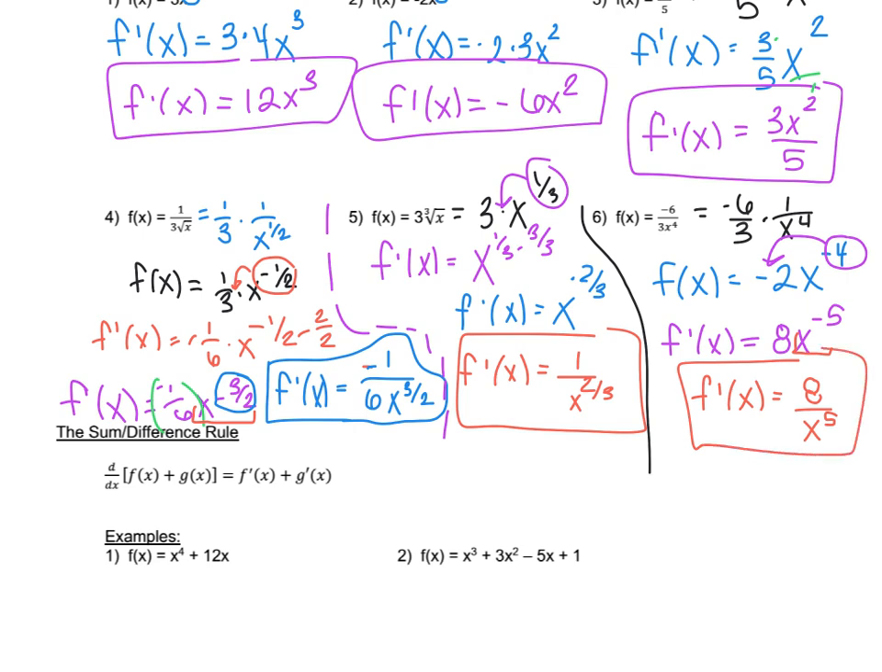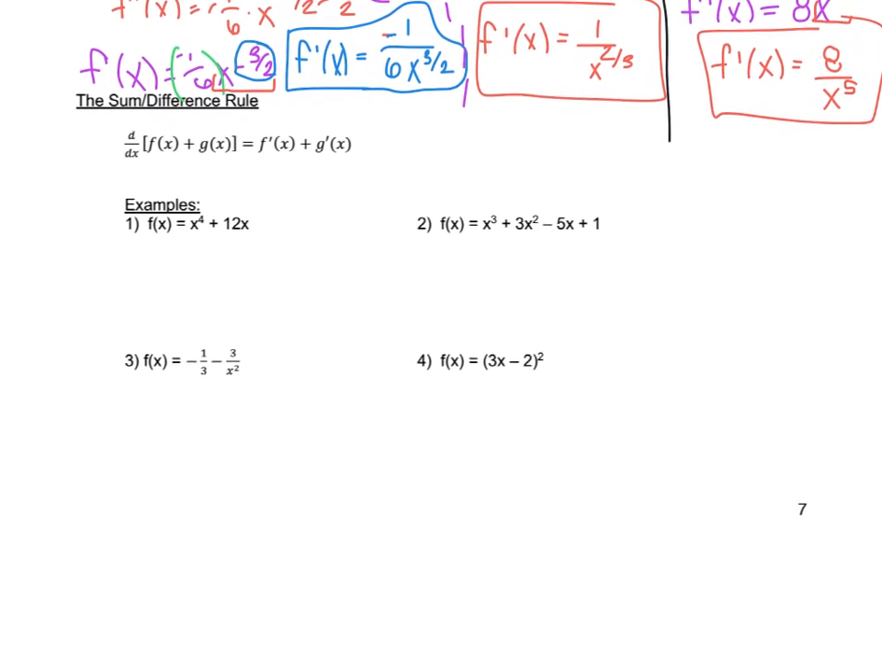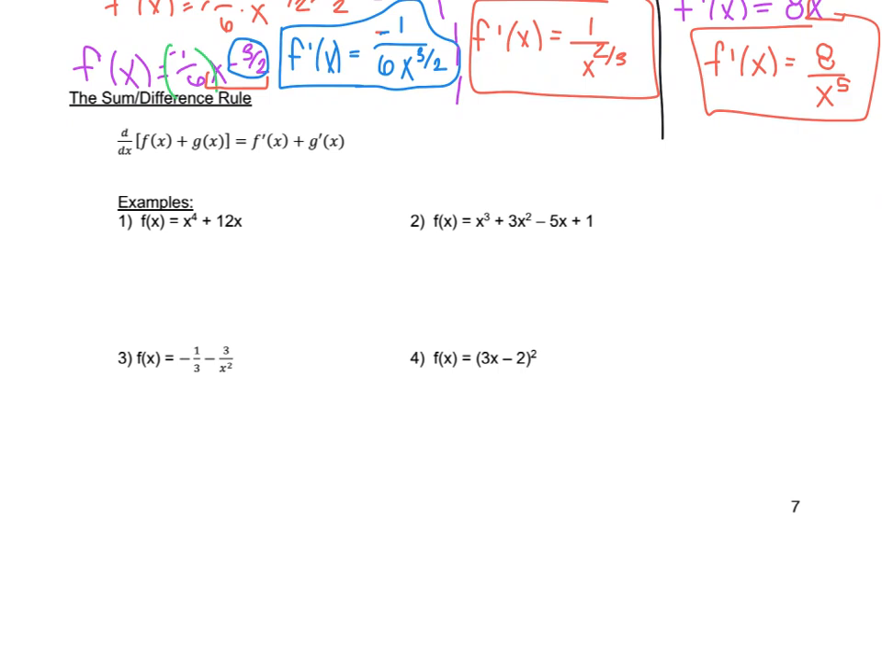Okay, next is the sum and difference rule, and it's not going to overcomplicate things. All it's saying is that when you've got a function with several different terms, so instead of just a single operation on x, you've got a couple of them added or subtracted together, all you have to do is take the derivative of each individual piece and then add or subtract them, just like the function is doing. So in example 1, f of x equals x to the 4th plus 12x. All we have to do to find the derivative of that is handle each thing separated by the plus separately and find the derivative of each piece.